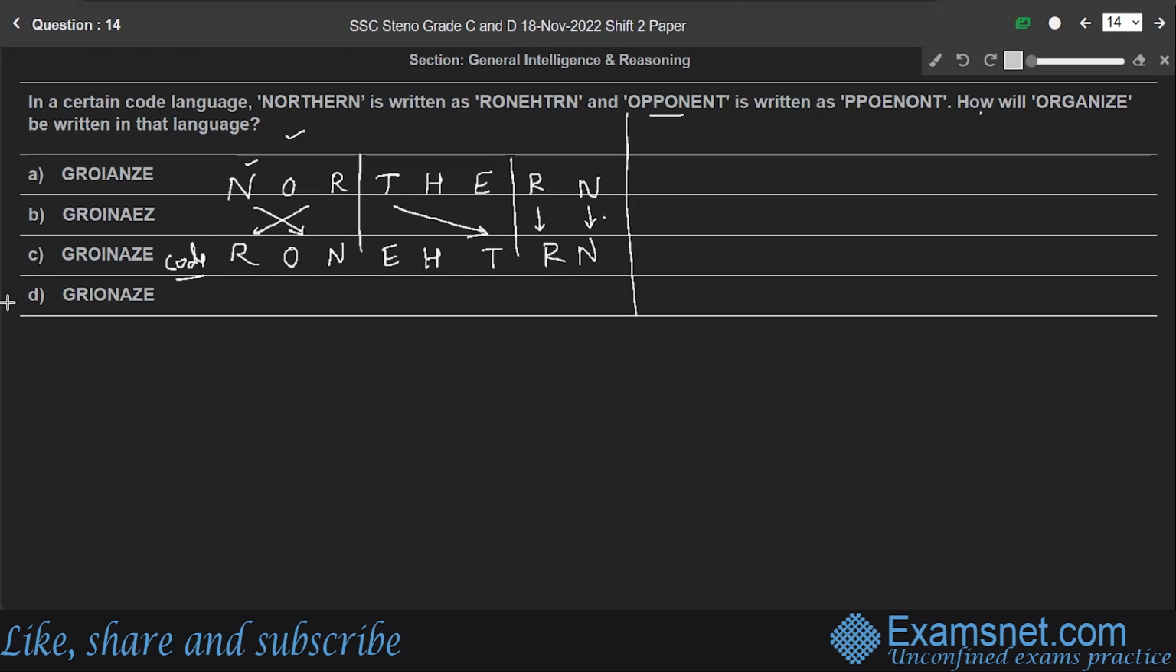Similarly, the second word, opponent, OPPONENT. We'll split the given word into 3 parts: first 3 letters, next 3 letters, and last 2 letters. Reverse the order of the first 3 letters, OPP. Next 3 letters, reverse the order, ONE, and last 2 letters will be as they are. Therefore, the code for opponent is PPOENONT.